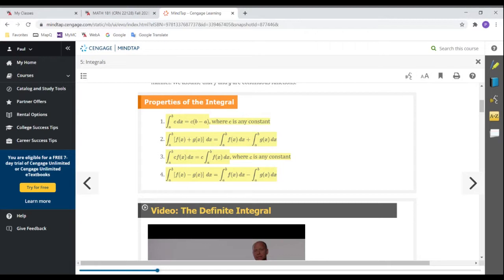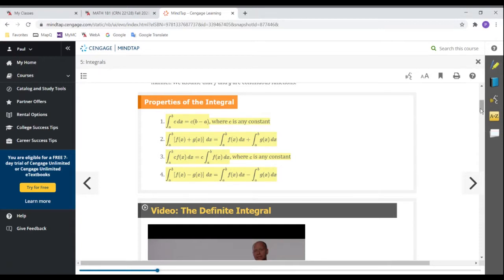And then the fourth property is if you have the integral of the difference of 2 functions, that's the difference of the integrals. So again, these properties follow from the properties of sums, of summations.